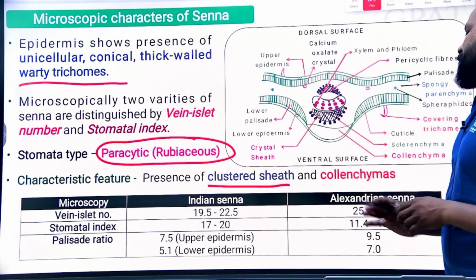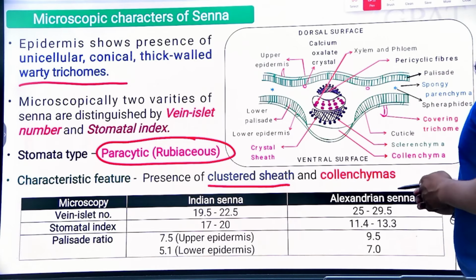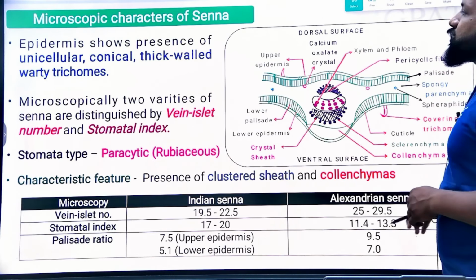So this is a TS of the ventral surface of the senna leaf. Warty trichomes are seen in senna.